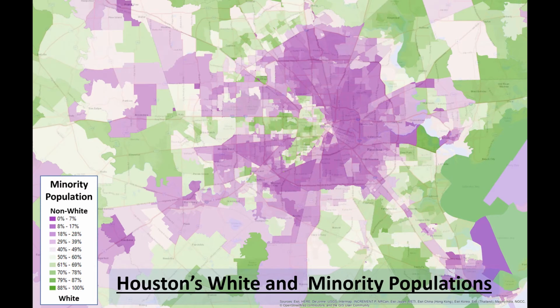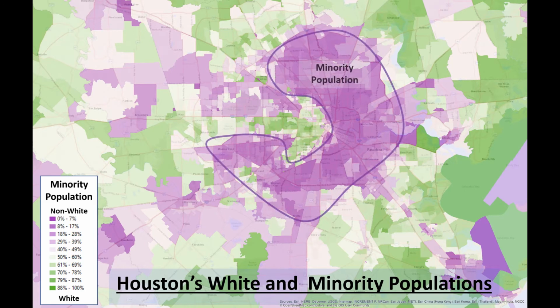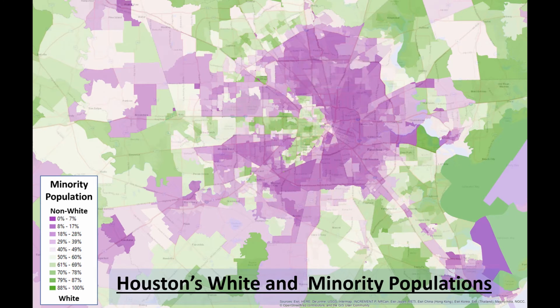This precinct map shows where Houston's minority populations tend to live. Again, minority neighborhoods are shown in purple. The white neighborhoods are shown in green, and the lighter areas indicate mixed white and minority neighborhoods. I've outlined here the high concentration of minority voters. I've also noted here the existence of what we might think of as a white corridor to the west of town. So, Houston has an interesting mix of minority and white populations, each somewhat segregated into individual neighborhoods.